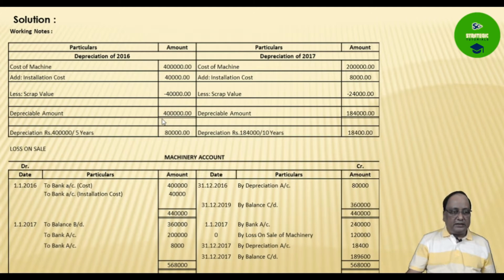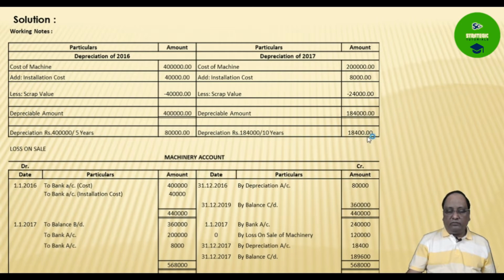So ultimately 4 lakhs is the depreciable value, divided by 5 years, so 80,000 per annum depreciation. This is for 2016. For 2017, the cost of the machine is 2 lakhs. Installation cost 8,000. So add installation, less scrap value. So the depreciable value is 1,84,000.